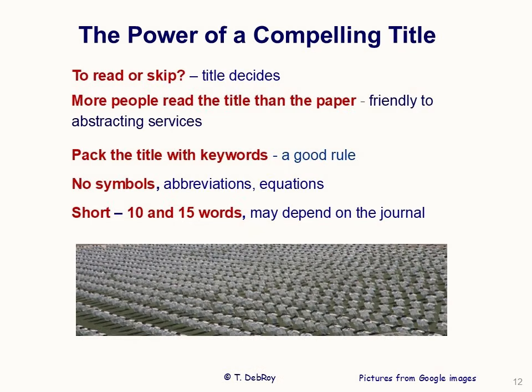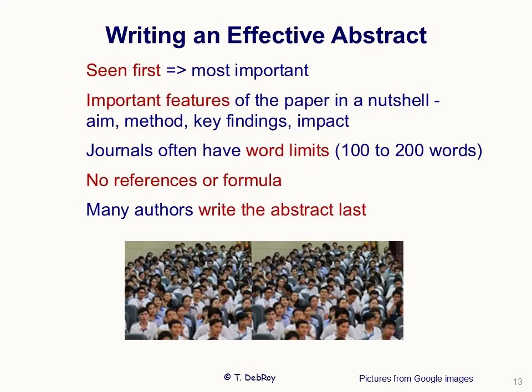The power of a compelling title. Your title is critical because it determines whether a reader will engage with your paper or skip it. In fact, many more people read the title than the paper itself. A critical rule is to pack the title with strong keywords, making it easily searchable and friendly to abstracting services. You must avoid using symbols, abbreviations, or equations within the title. While journal standards vary, aim to keep your title concise, typically between 10 and 15 words.